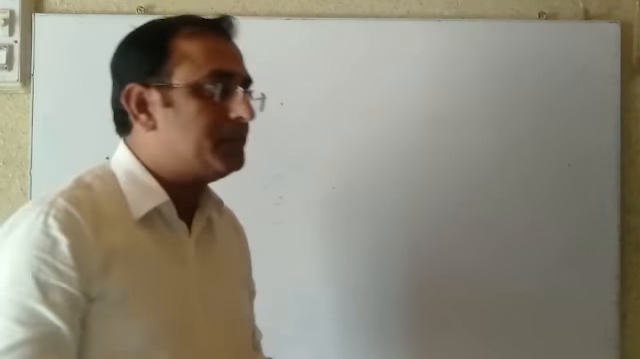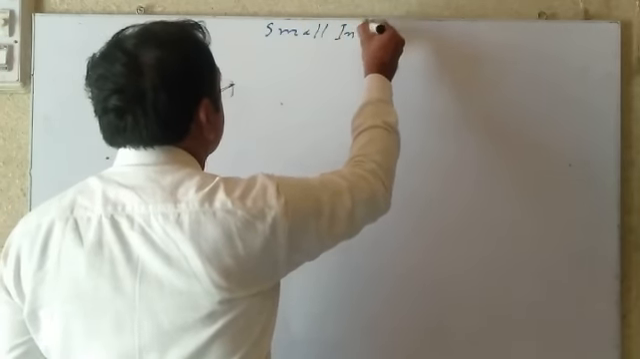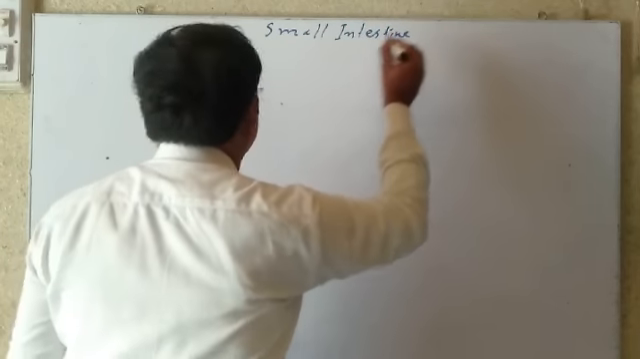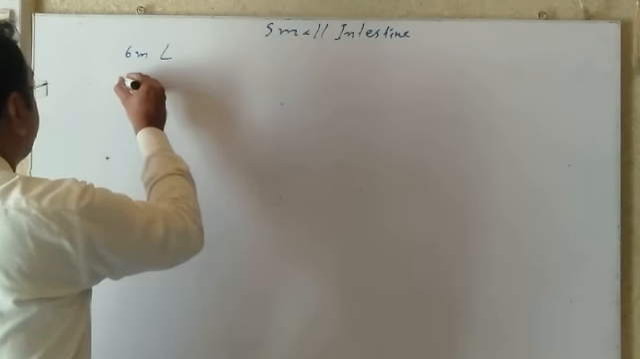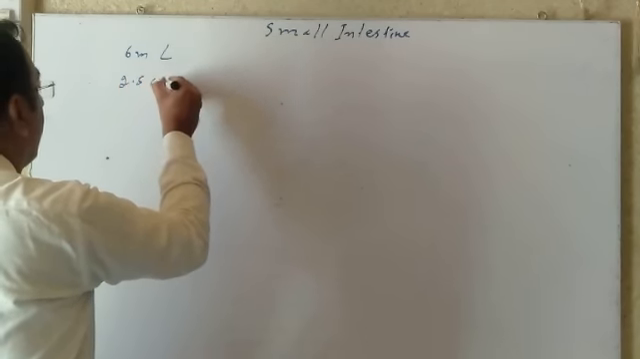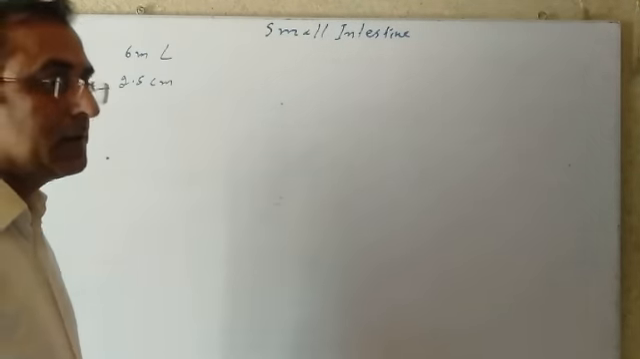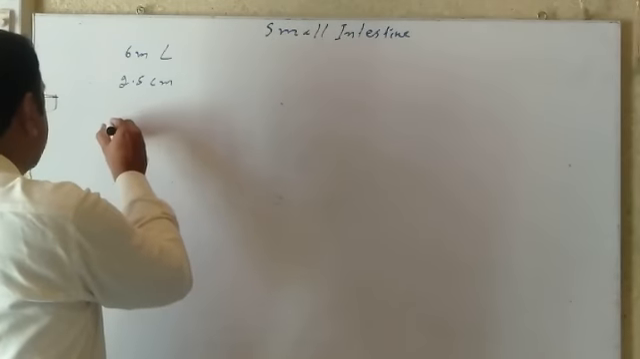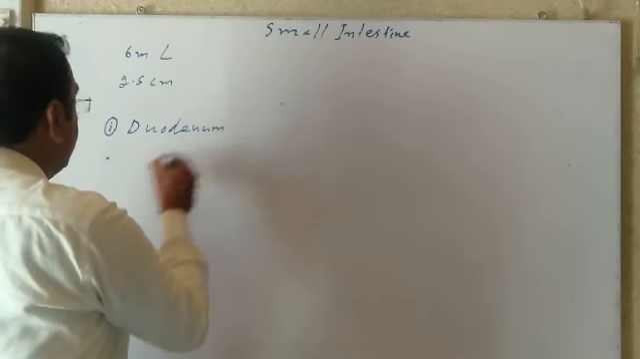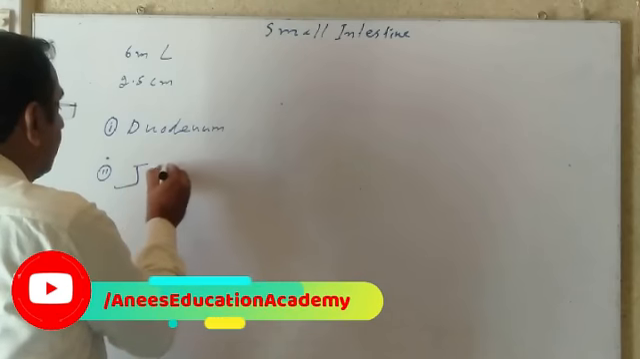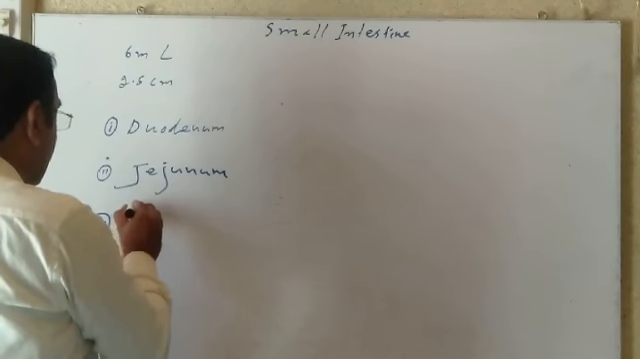This small intestine is around 6 meters in length and 2.5 centimeters in width, and the small intestine is divided into three parts. Number one, duodenum, jejunum, and ileum.